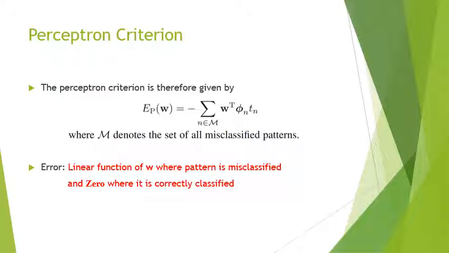So to find out how many samples you have misclassified, here is this w transpose theta t. This w transpose theta tn will always give me some negative number every time I am predicting wrong.